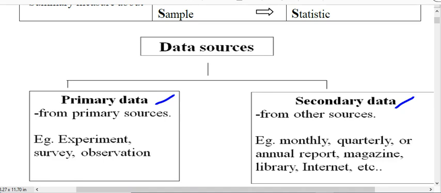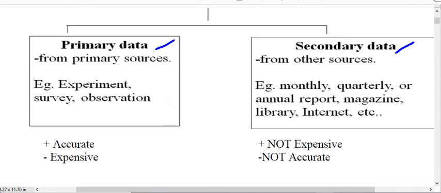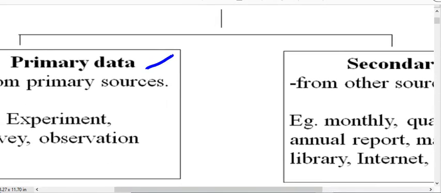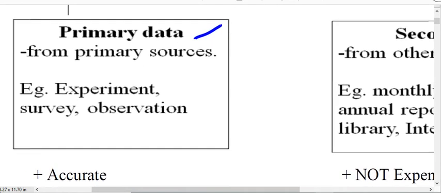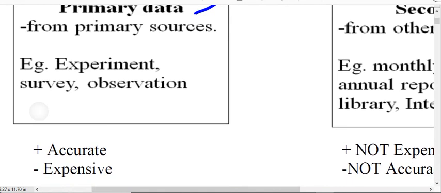Primary data is from primary sources, full stop. For example, let's say you choose observation, full stop. The advantage is the data collected are accurate. The disadvantage is it is more expensive on the expenses involved. That's all.